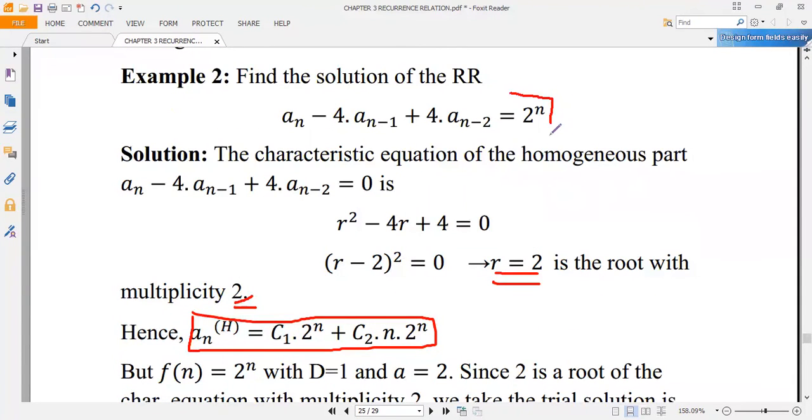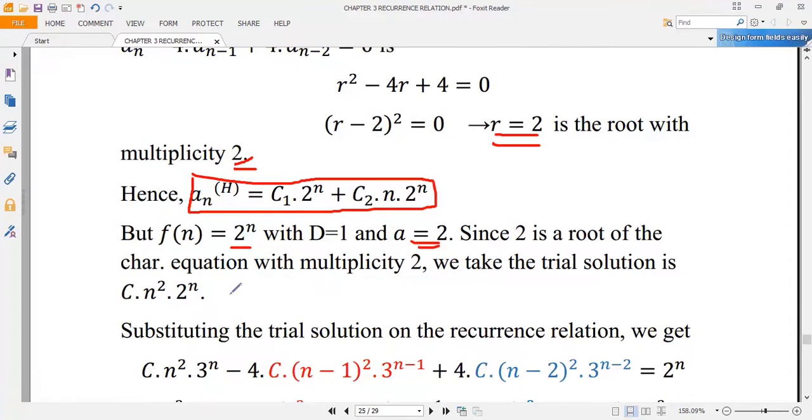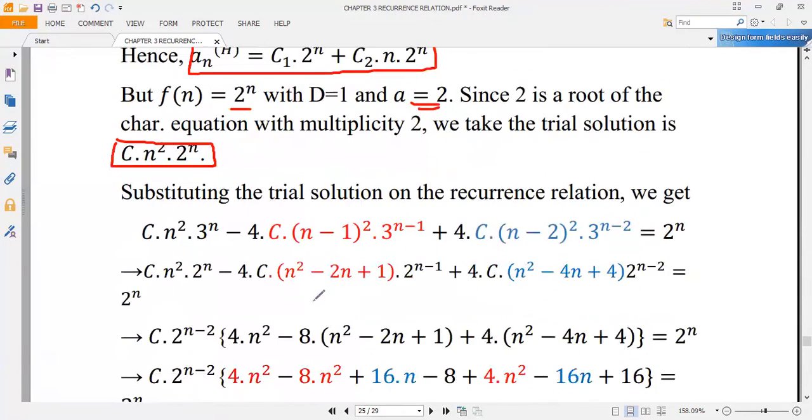Now to find the solution to the non-homogeneous part, you can see that the non-homogeneous part is the exponential function 2 to the power of n, and the base 2 is the root of the characteristic equation to the homogeneous part. So the trial solution to find the particular solution of the non-homogeneous part is this one. So c times n squared times 2 to the power of n. So substituting this trial solution in the given non-homogeneous recurrence relation, you will obtain this one.